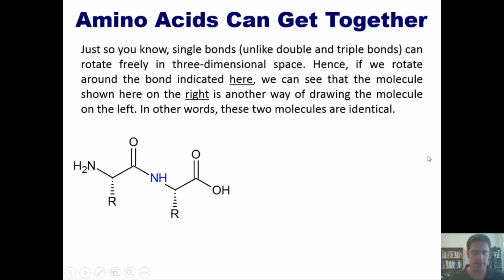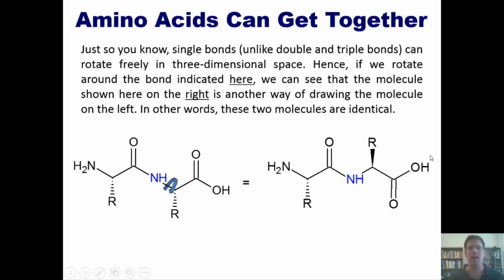Just so you know, single bonds, unlike double and triple bonds, can rotate freely in three-dimensional space. Hence, if we rotate around the bond shown right here, we can see that this molecule right here could be redrawn as the molecule shown here to the right. These two molecules are exactly the same. You'll notice that, once again, if I just rotate around this, that will end up poking this oxygen down, and this group, which is pointing three-dimensionally away from us, will end up poking three-dimensionally towards us after I do the rotation. Hopefully you're okay with that. Anyway, at this point, I want you to keep this in mind as we go on to the next slide.